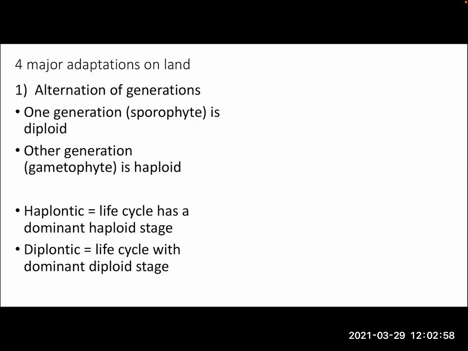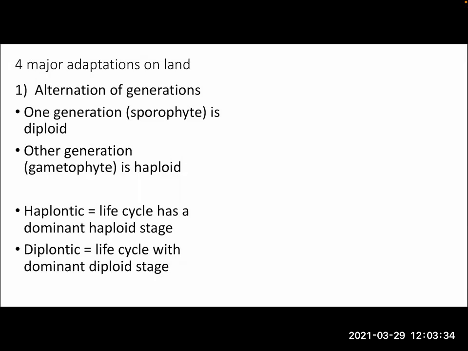And so basically with plants, you have two generations that exist within a single individual life cycle. One generation is called the sporophyte generation. The sporophyte is a diploid individual, meaning that it has two copies of a chromosome. And the other generation that exists in this alternation of generations is the gametophyte. And the gametophyte is the haploid portion of the life cycle.